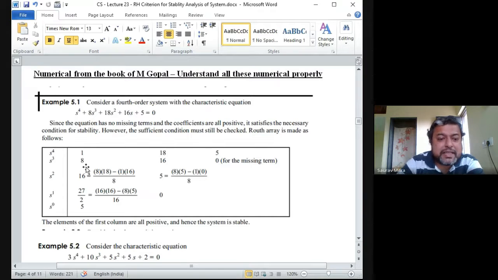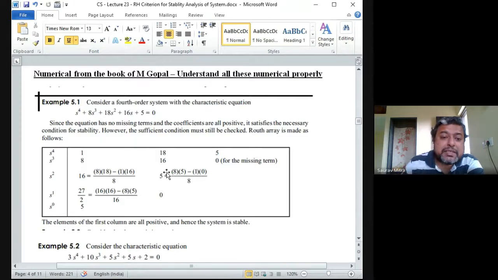What is next? Next is 8 into 5 minus 1 into 0 divided by 8. So 1 into 0, that is 0. That means 8 into 5 divided by 8. That's why it is coming to be 5. So the s square row is having two elements. One is 16. How do we get it? 8 into 18 minus 1 into 16 by 8. This is how you are getting 16. Next element is 8 into 5 minus 1 into 0 by 8. That's why you are getting 5. Okay, so these are the two things.